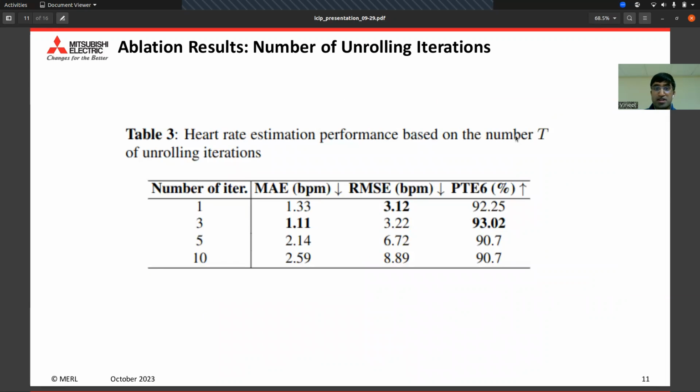We conducted an ablation study to understand the number of unrolling iterations that we use before computing a loss during training time, or before we output the results during inference time. We studied the number of unrolling iterations corresponding to 1, 3, 5, and 10 unrolling iterations. And we see that 3 unrolling iterations provides the lowest MAE and the highest PTE6, while 1 unrolling iteration provides the lowest RMSE value.